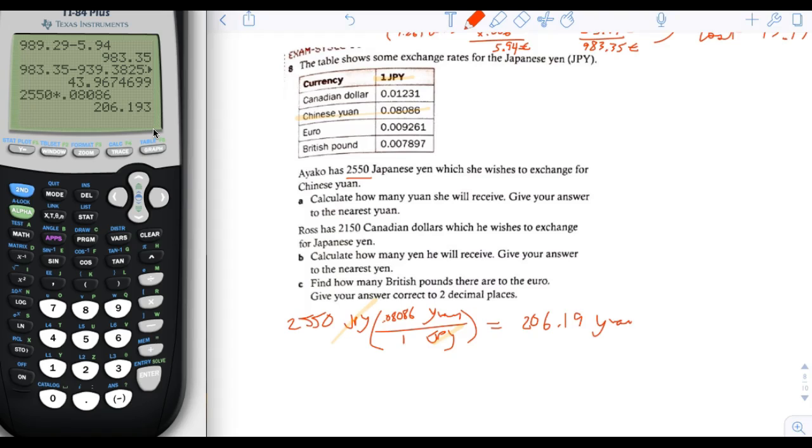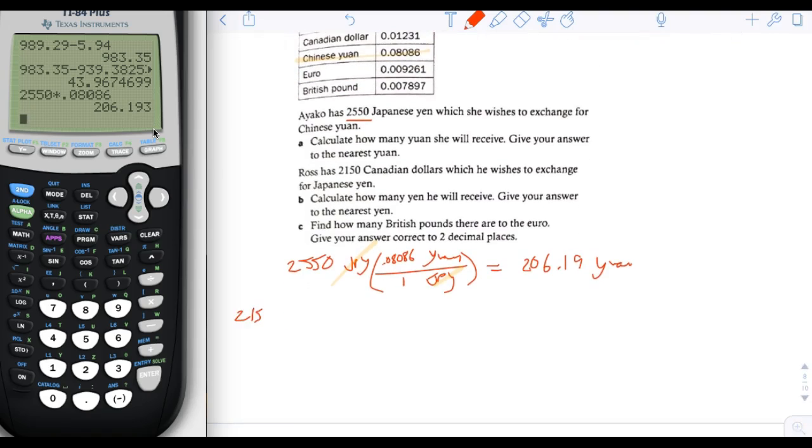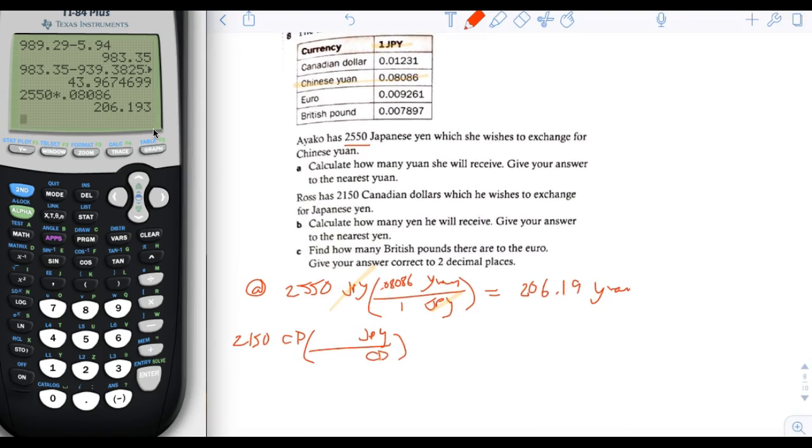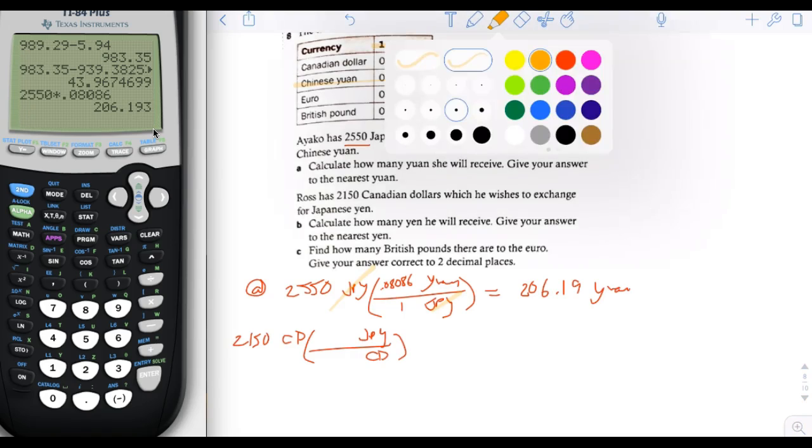Ross has 2,150 Canadian dollars, which he wishes to exchange for yen. So he has 2,150 Canadian dollars, which he wishes to exchange for Japanese yen. Calculate how many yen he will receive. Give your answer to the nearest yen. So we'll put Canadian dollars on the bottom, and we'll put yen on top, and for Canadian dollars to the yen, we're going to use the green exchange rate.